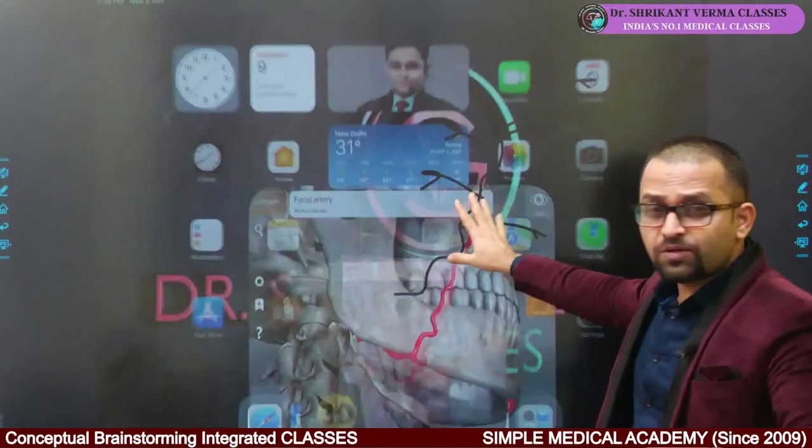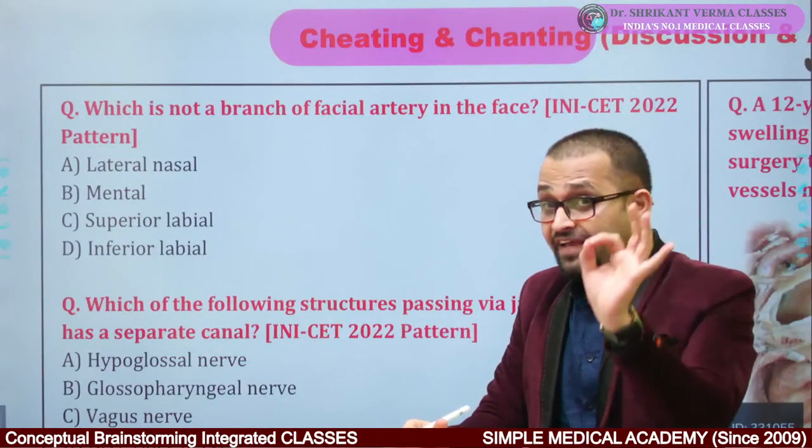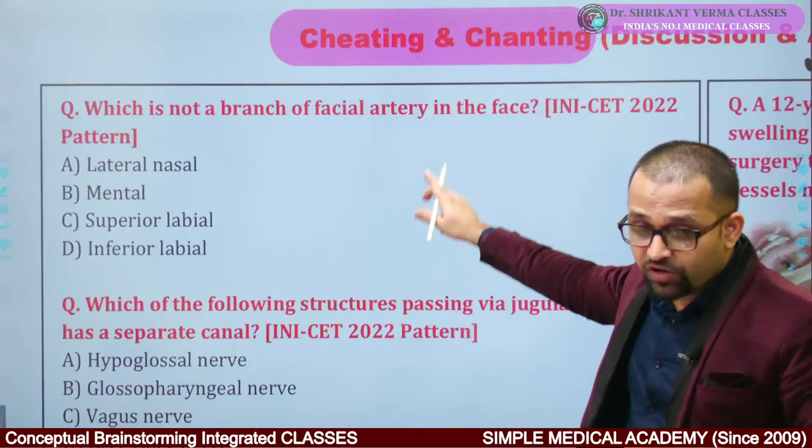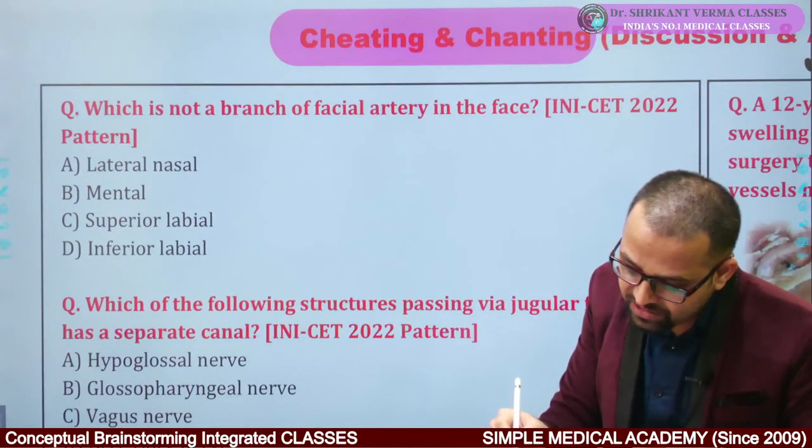So hope you all are getting the point. This is the quick session, rapid revision session, especially for the INICET. Okay, so can you tell me now what is the answer? Comment what is the answer? Which is not a branch of the facial artery in the face?